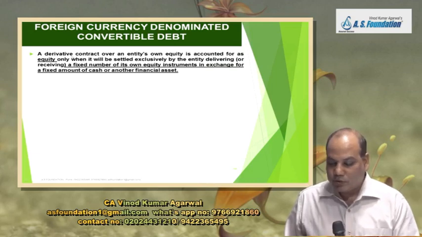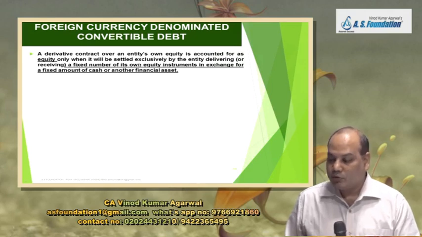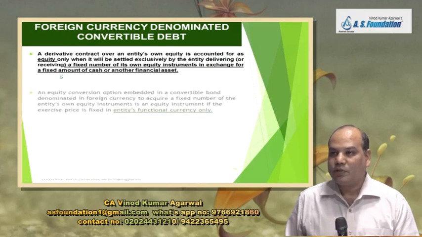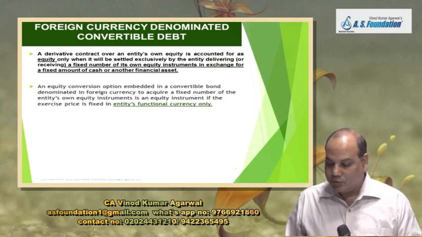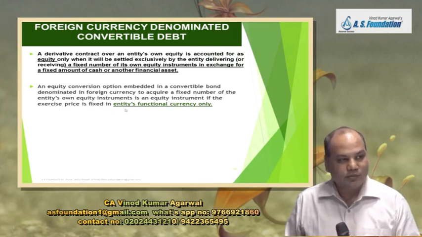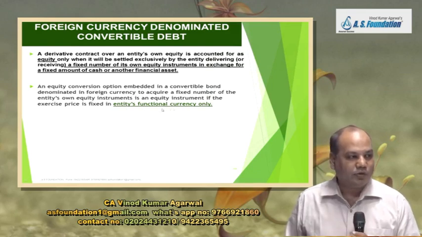Remaining standard is the same. A derivative contract over an entity's own equity is accounted for as equity only when it will be settled exclusively by the entity delivering or receiving a fixed number of own equity shares in exchange for a fixed amount of cash. This we call the fixed for fixed test. An equity conversion option embedded in a convertible bond denominated in a foreign currency to acquire a fixed number of the entity's own equity instruments is an equity instrument if the exercise price is fixed in the entity's functional currency only.